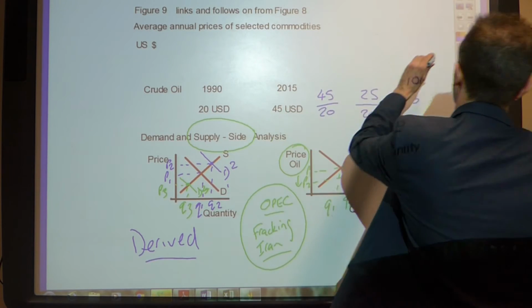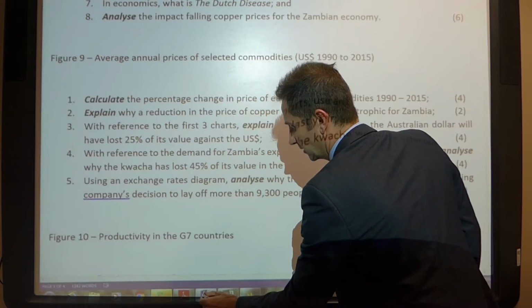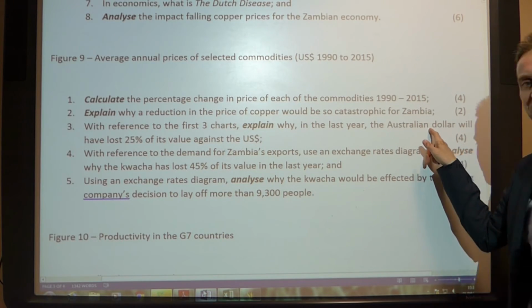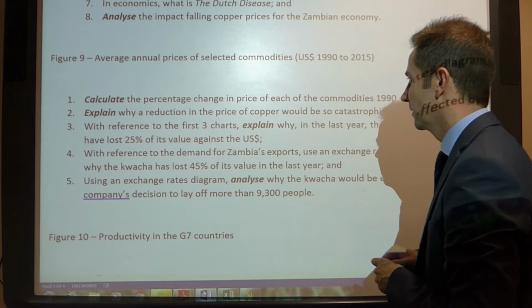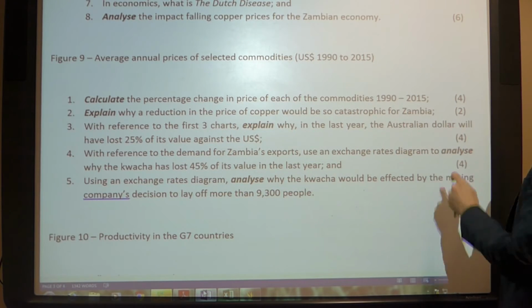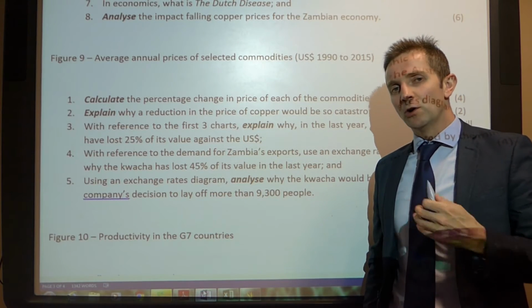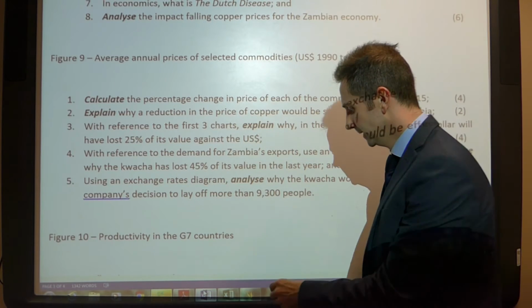So the next question I'm going to tackle is this one here with regard to the Australian dollar. That's specifically for Mr. W.G. Clark, by the way. In the last year, the Australian dollar will have lost 25% of its value against the US dollar, and I've already shown you where that comes from in the extract material.